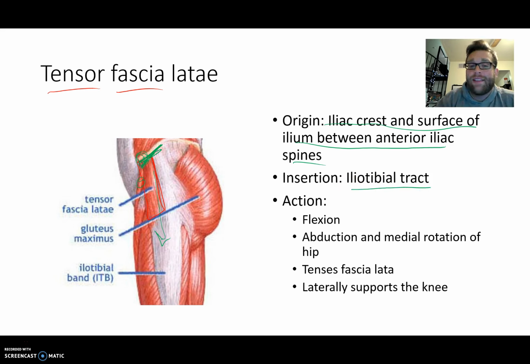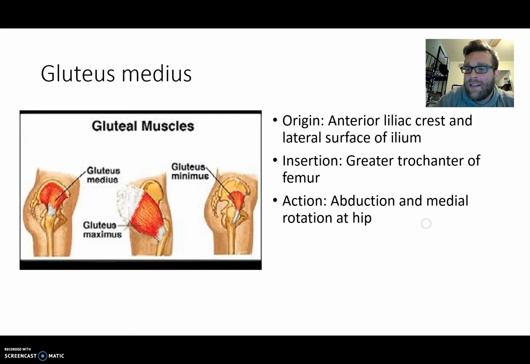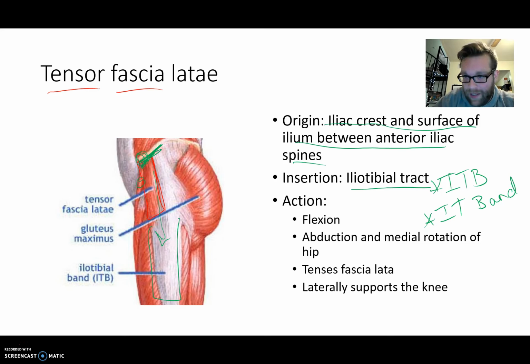The iliotibial tract is actually just connective tissue. It's a big aponeurosis. You guys will actually see it on a cat. We'll puncture it to get to some of the other stuff below it. But you can also call it your ITB or your IT band. I'm sure some of you have heard of that before. All of those are words and abbreviations that describe this part. So if you write ITB or IT band instead of iliotibial tract on your test, I'll accept it.